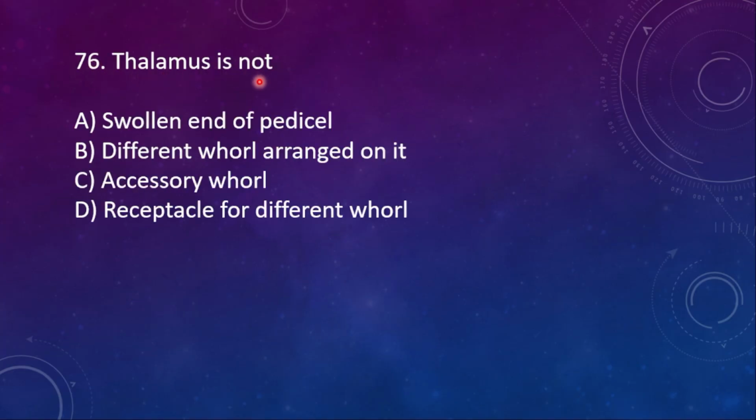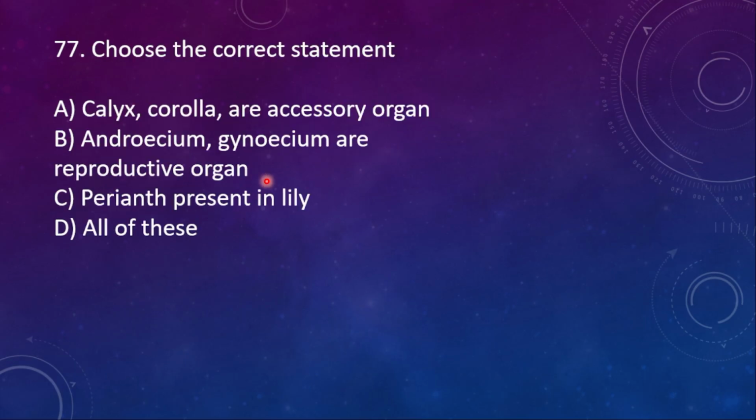76. Thalamus is not A, swollen end of pedicel, B, different whorls arranged on it, C, accessory whorl, D, receptacle for different whorls. Thalamus is not an accessory whorl. Accessory whorls are calyx and corolla. Necessary whorls are androecium and gynoecium.